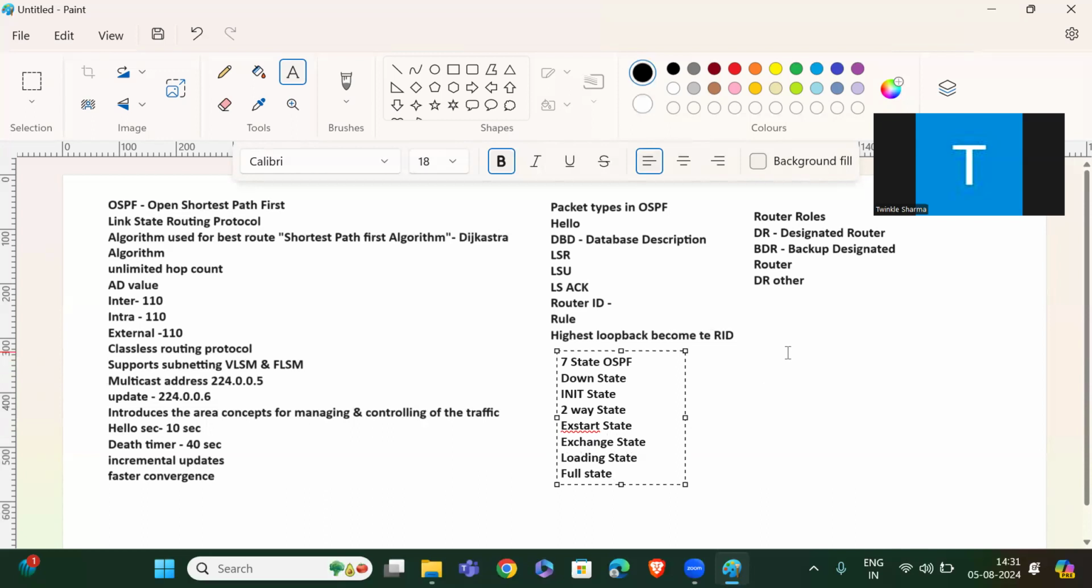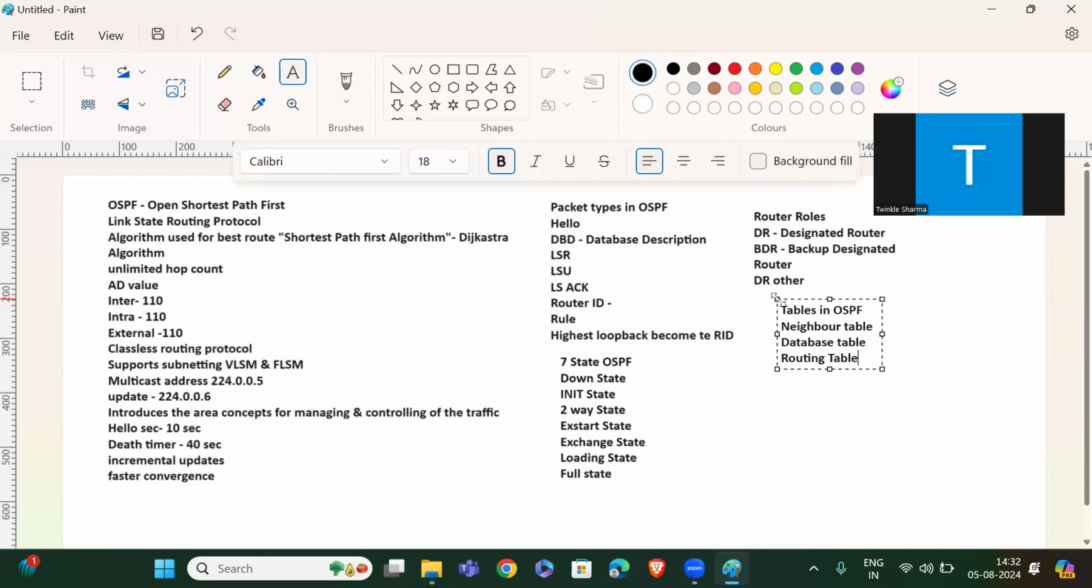Okay, so after that we have some OSPF tables also. Tables in OSPF: first is the neighbor table, second is the database table, third is the routing table.